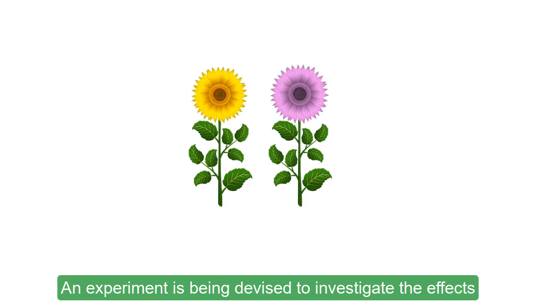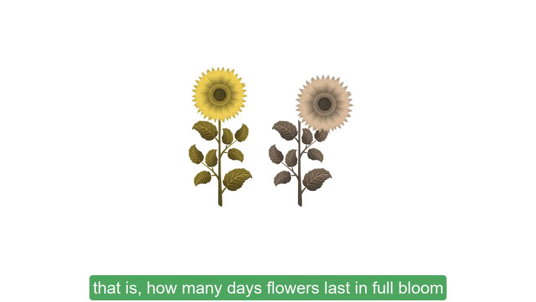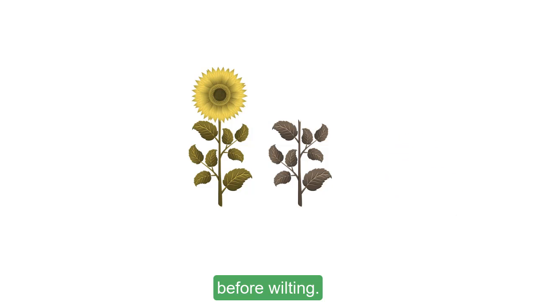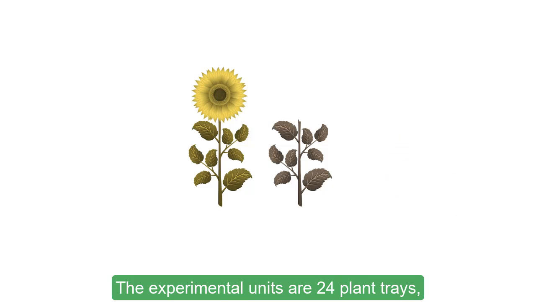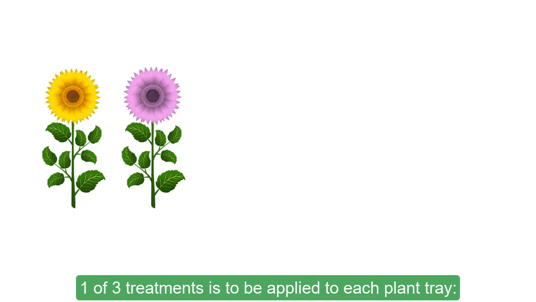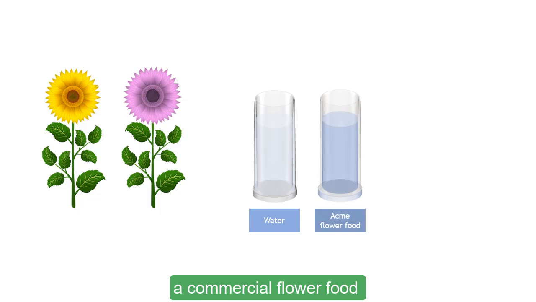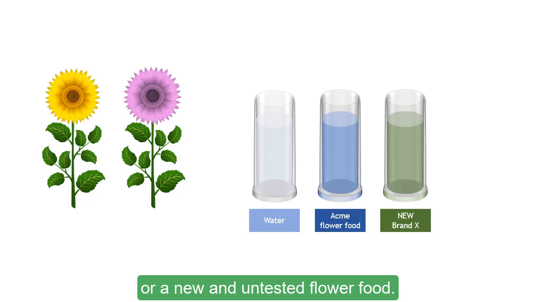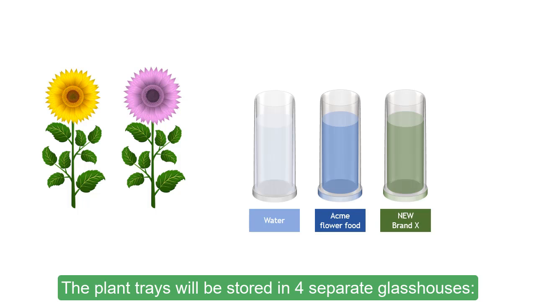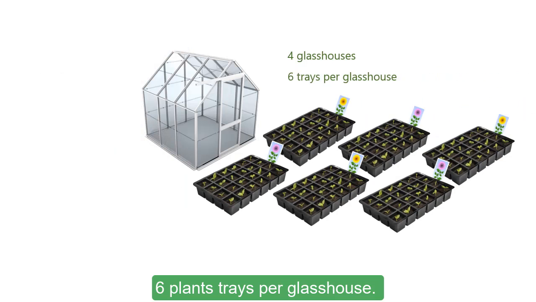An experiment is being devised to investigate the effects of different flower foods on the longevity of flowers, that is, how many days flowers last in full bloom before wilting. The experimental units are 24 plant trays, each containing either purple or yellow flowers. One of 3 treatments is to be applied to each plant tray: a control, which is plain water, a commercial flower food, or a new and untested flower food. The plant trays will be stored in 4 separate glass houses, 6 plant trays per glass house.